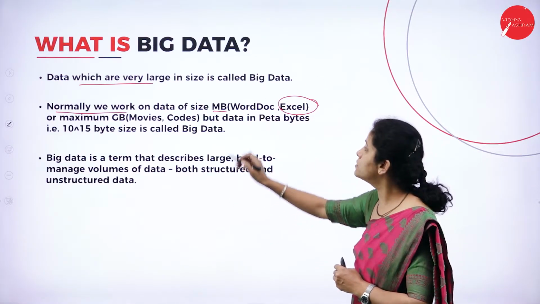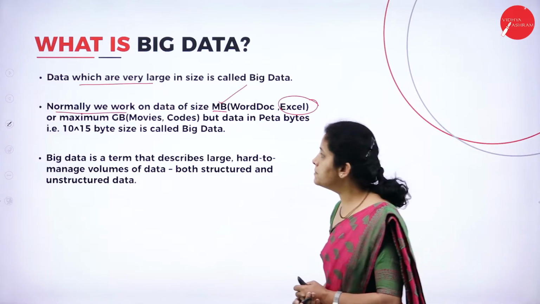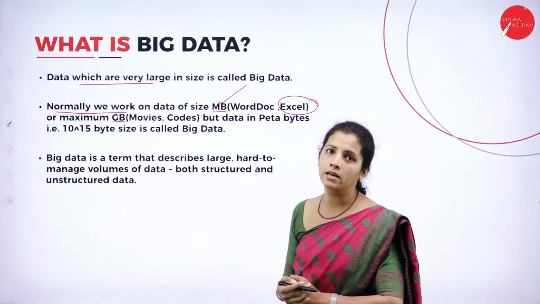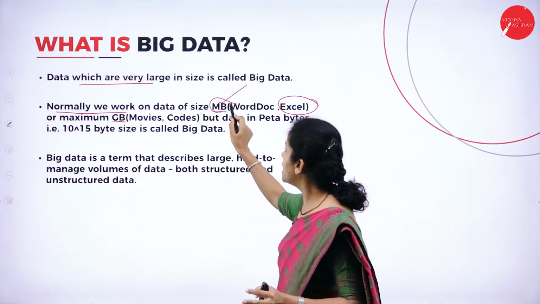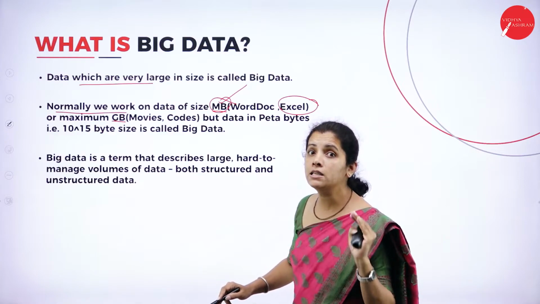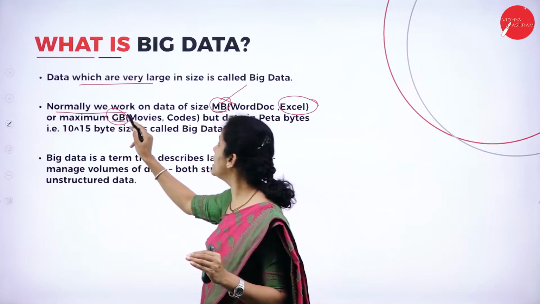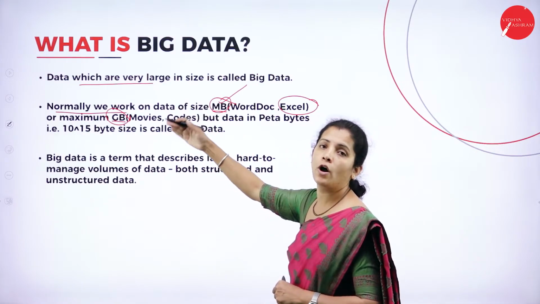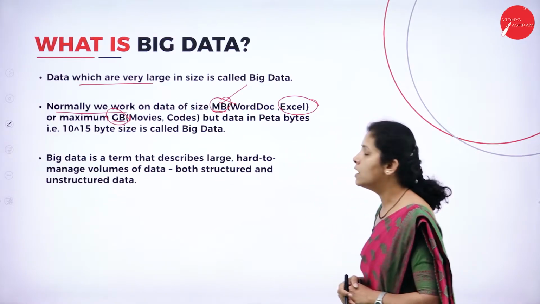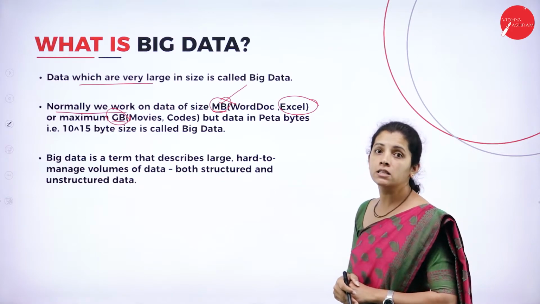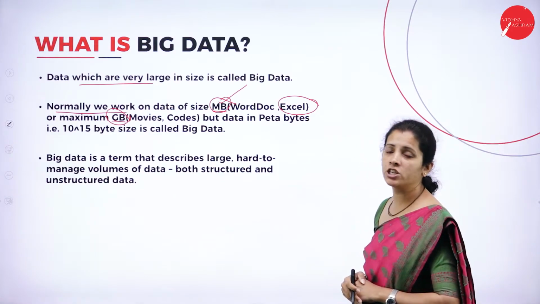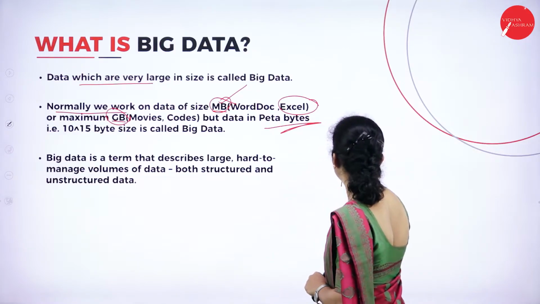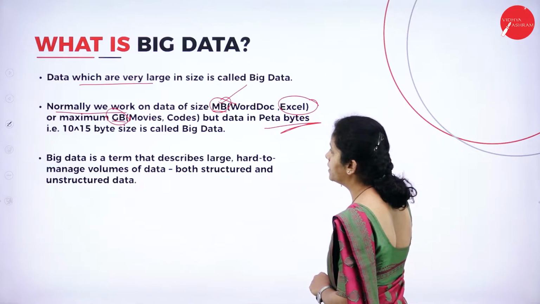That is in terms of MB, and maximum GB, that is nothing but gigabyte. Minimum it is megabyte, and what about maximum size? It is gigabyte. Even I can consider a movie or any programming codes. But nowadays, the size of the data is measured in terms of petabyte, that is nothing but 10 to the power 15.